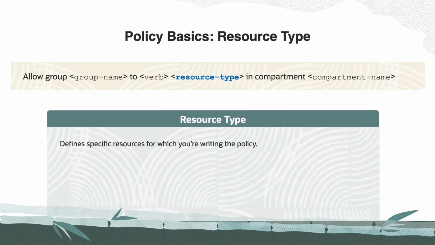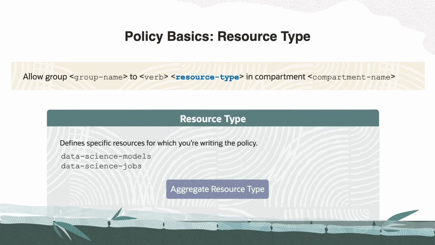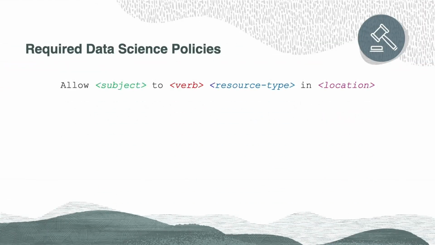Resource type in the policy defines which specific resource you are writing the policy for. For example, data science includes resources such as data science models or data science jobs. You can write a policy for individual resource types. However, to make writing policies for related resources much easier, there are aggregate resource types, which contain a family of related resources. The aggregate resource type for data science is data science family. We are adding the color coding to make the syntax easier to understand here. But please note, these are actually the most critical of the required data science policies, not simply policy examples.